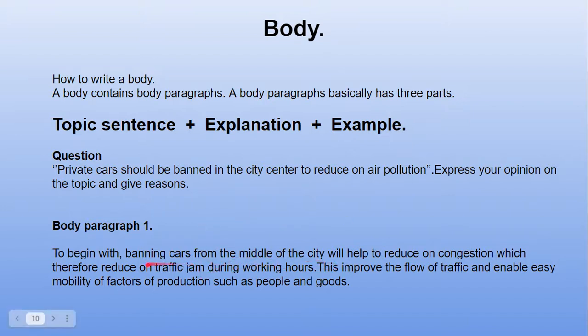Okay, therefore will reduce on traffic jam during working hours. This will improve the flow of traffic and enable the mobility of factors of production such as people and goods. That is an example. So we have a topic sentence here: banning cars will reduce on congestion. Then the explanation is it will reduce traffic during working hours, because when there is no congestion, there is no traffic. Then the example: it helps in mobility of factors of production such as people and goods. That is a basic body paragraph.